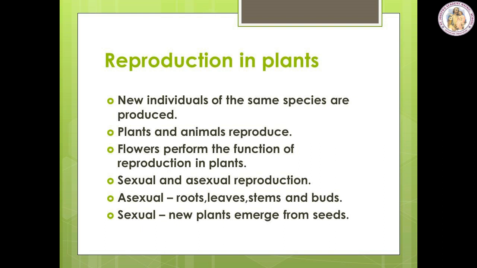Reproduction in plants. Reproduction is the process by which new individuals of the same species are produced. Both plants and animals reproduce. The flowers perform the function of reproduction in plants. There are two kinds of reproduction that take place in plants. They are sexual reproduction and asexual reproduction. In asexual reproduction, new plants are produced from roots, leaves, stems and buds. In sexual reproduction, new plants emerge from seeds.